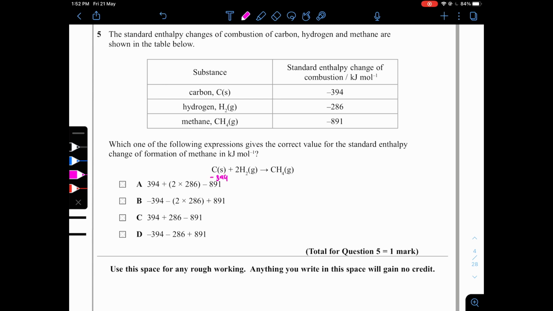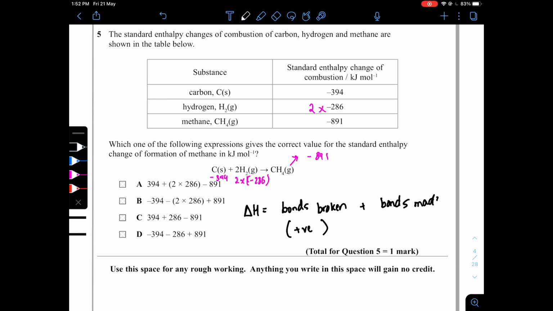-394. What's the value of this? So we have two hydrogen molecules, so we know that the answer should be two times this. So we have two times -286. And for this, we have -891 on its own. Okay, by rule of thumb, you should know that the enthalpy is usually the bonds broken, which is an endothermic process. So you should have a plus sign here, positive sign. And we add it to the bonds made, which is an exothermic process. So you should need to add a negative sign once you're adding calculation.